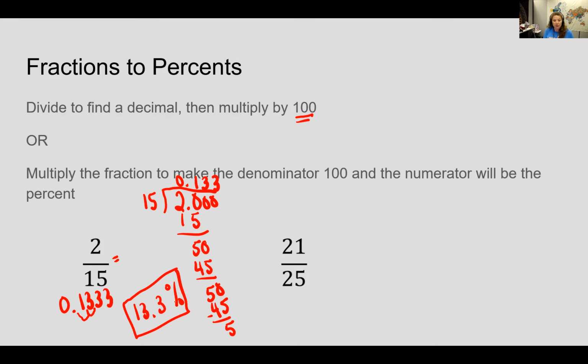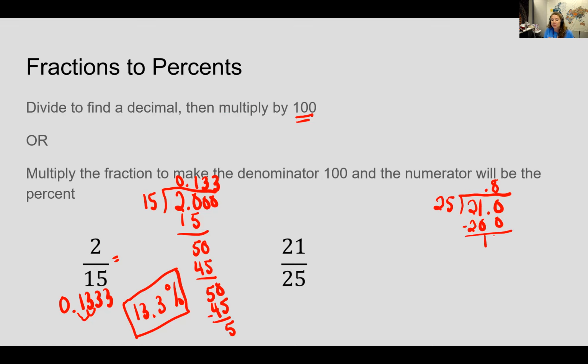Okay, 13.3%. All right, let's look at 21 over 25. I'm going to put 21 in the box, 25 outside the box. 25 won't go into 21, so I'm going to add a decimal and a 0. So how many times will 25 go into about 210? That'd be about 8 times, because 8 quarters equals $2, right?